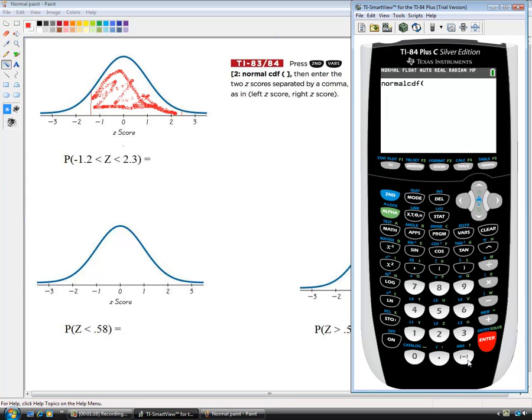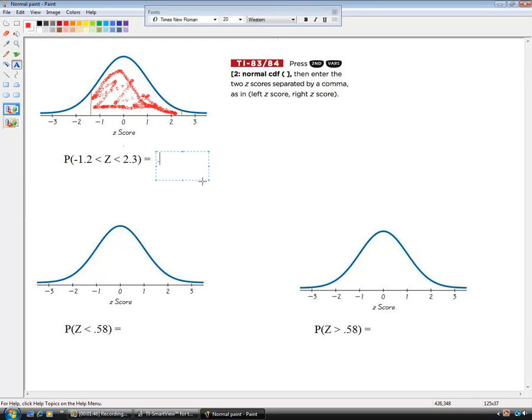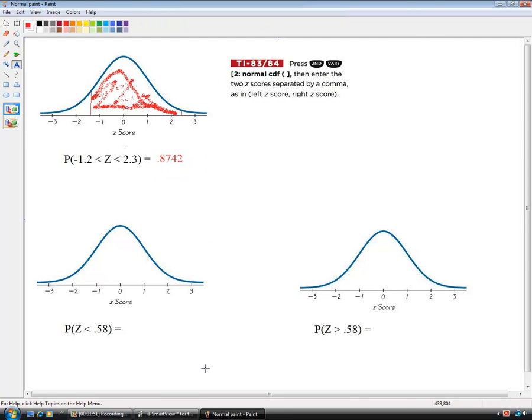Alright, so we give it negative, and the negative key we're going to use is in the lower part, not the minus key. So negative 1.2. The comma is the value above the 7, and positive 2.3. Close or not, it doesn't matter. And our probability is there, 0.8742. They typically want the 4 decimal points, 0.8742. Alright, there we go. So that's the answer to that.